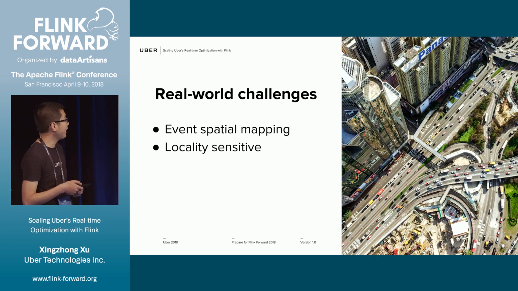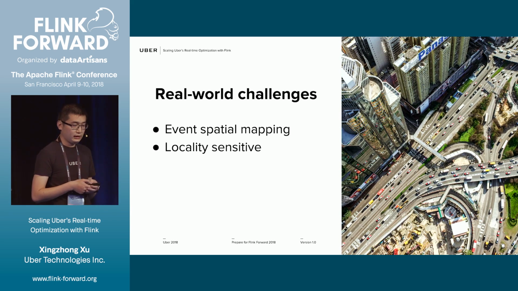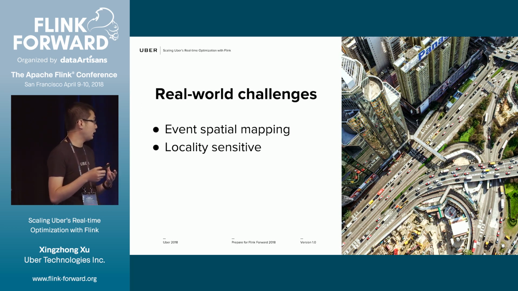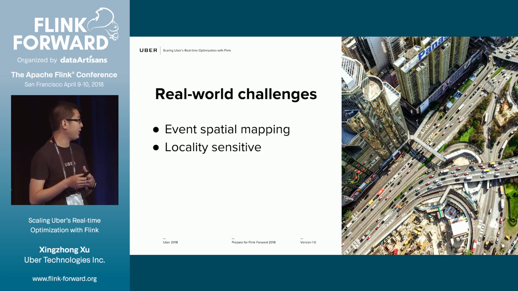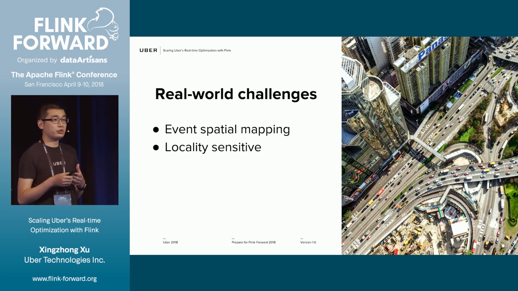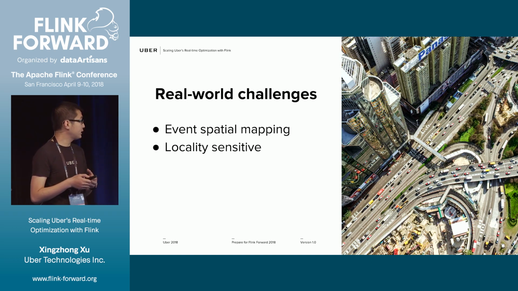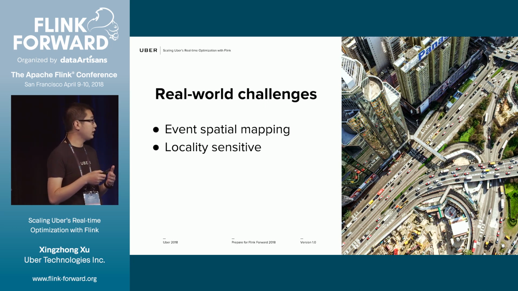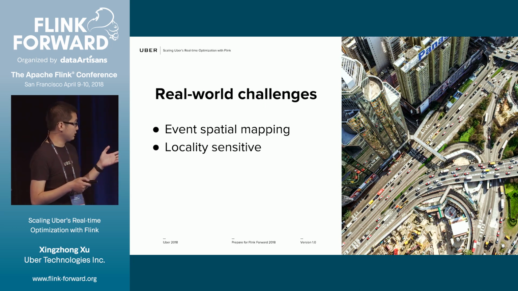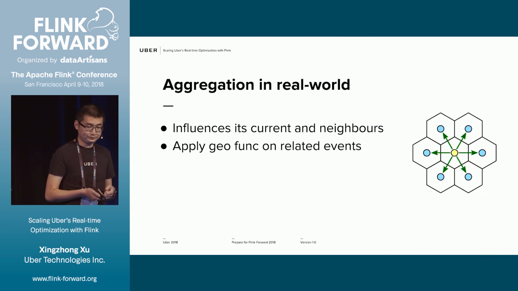The next challenge we get is what we call the real-world challenges. Uber's marketplace ingests millions of these events. Each of these events is actually happening in the geophysical world, so locations are already associated with those events. Once you have a geolocation, things get a little bit complicated because those events are no longer independent. You're trying to explore their geo relationship. This is what we call locality sensitivity.